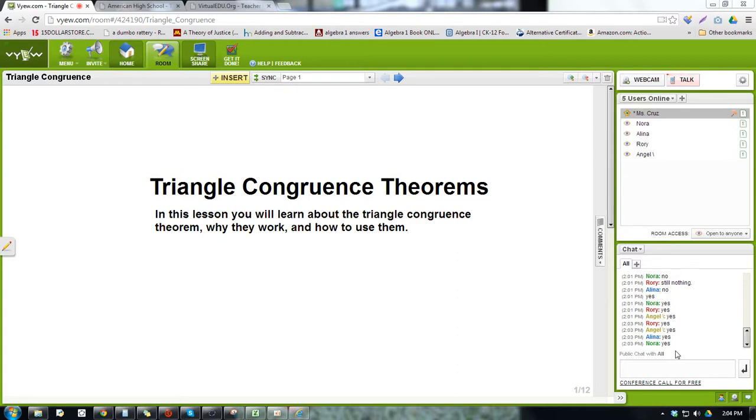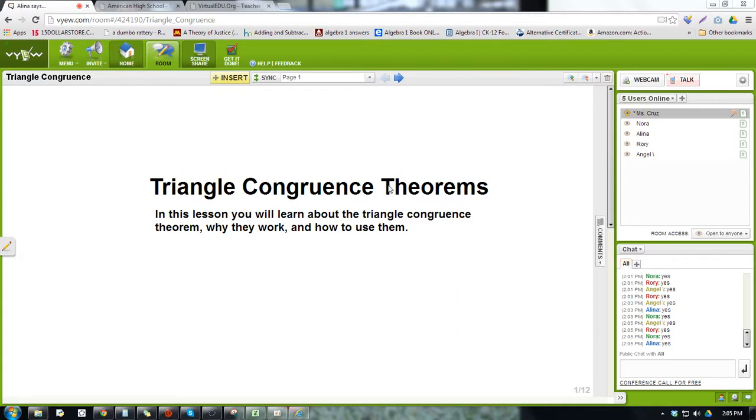A lot of times we talk about congruence when we're talking about lines or angles. Basically, it just means they have equal measurement, even if we don't know what the measurement is. Okay, does that make sense? Okay, good. So let's keep going.